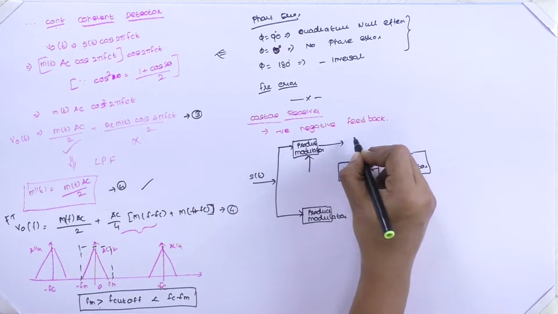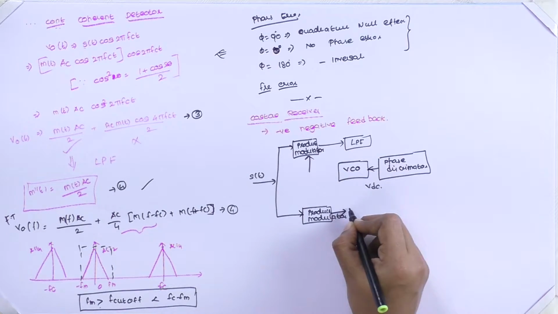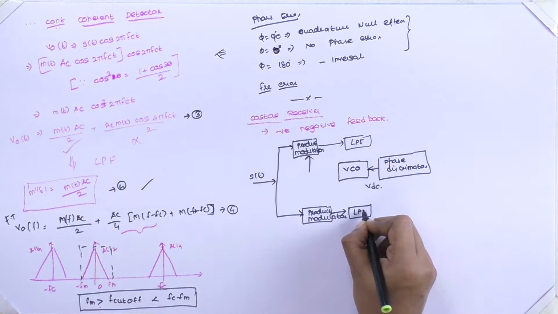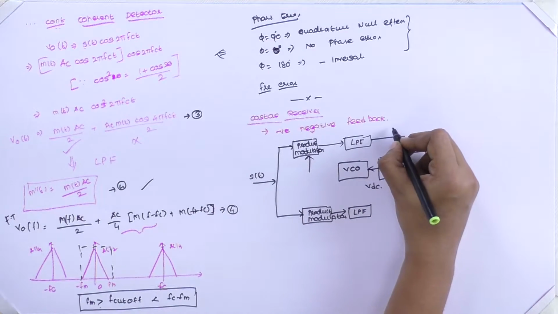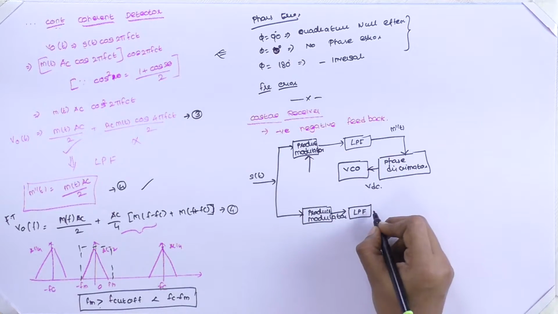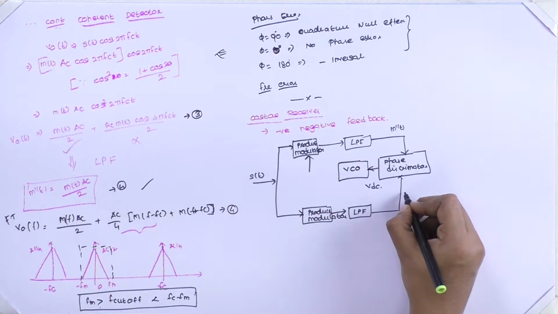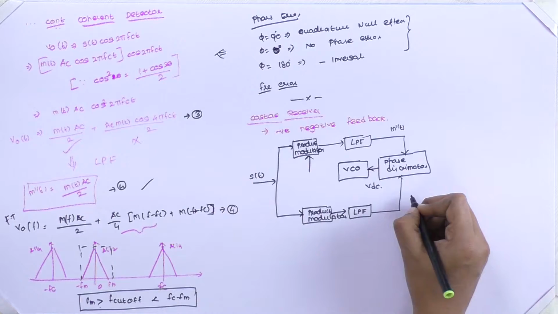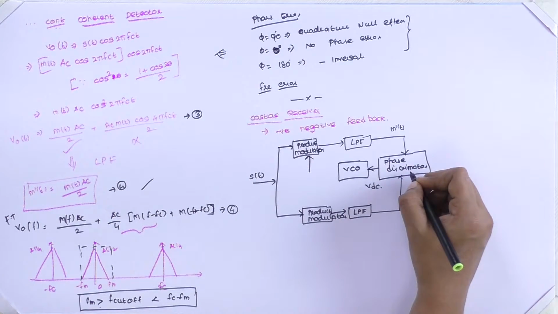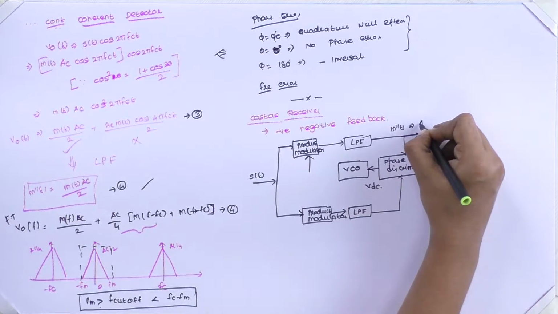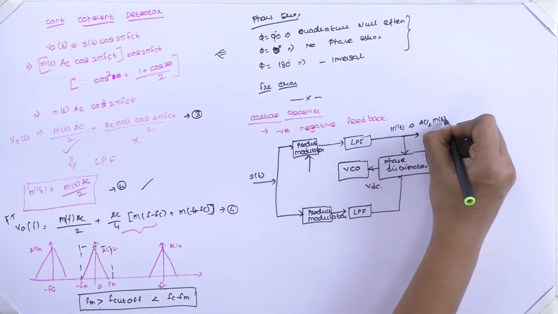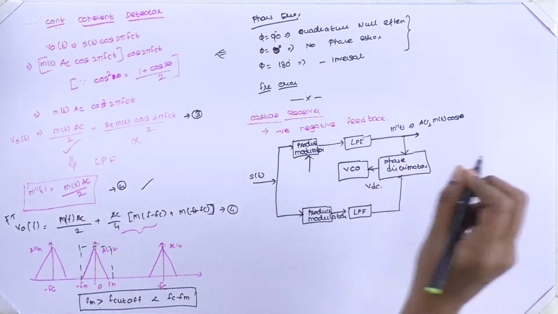The output of the product modulator is applied to the low pass filter, and here it is applied to the low pass filter as well. This is the output M dash of t, which we call Ac by 2 into M of t cos theta.